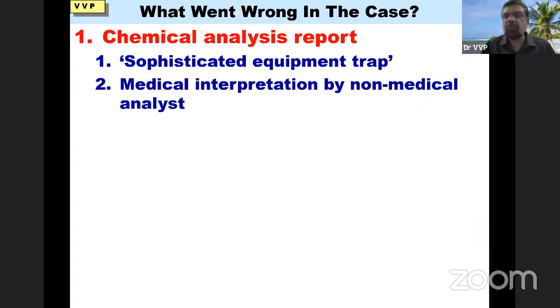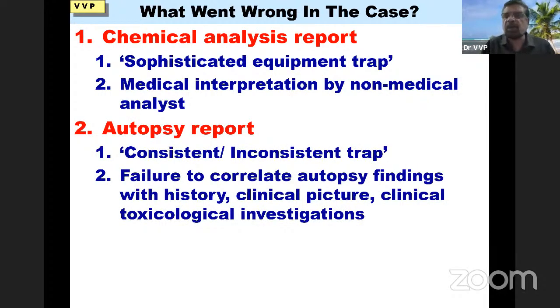Trace quantities do not mean that you should write an autopsy report, a final report, consistent with chlorpyrifos poisoning. I mean, what do they mean? There was nothing on the body, no evidence at all of organophosphorus compound poisoning. There was nothing in the clinical examination or the diagnosis, investigations, history, nothing. How can you write a report saying consistent with chlorpyrifos poisoning? These are the things that actually went wrong. I'm very sorry to say.